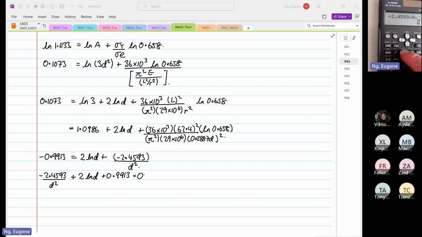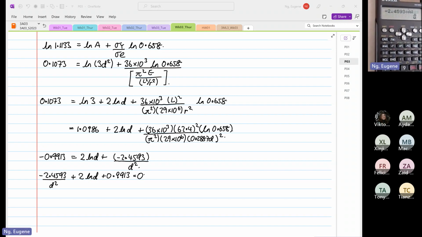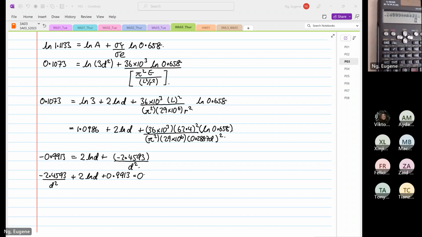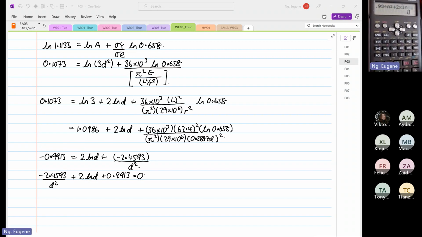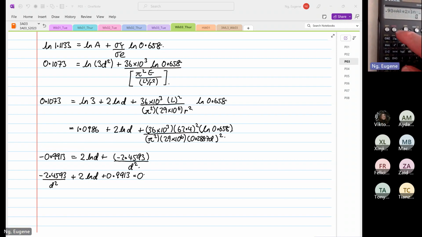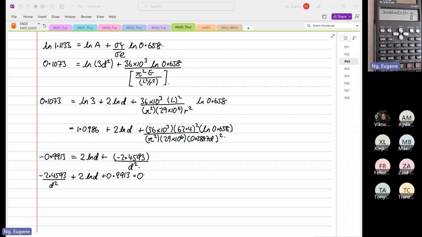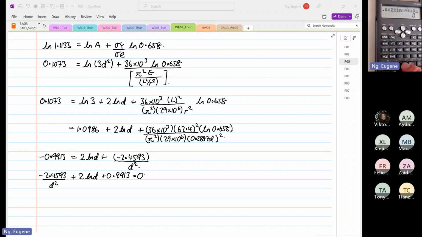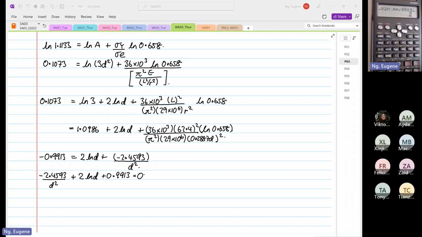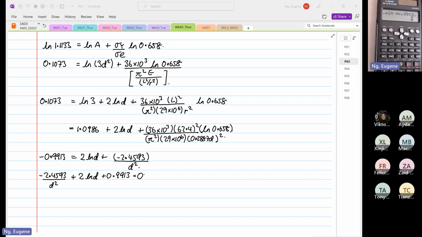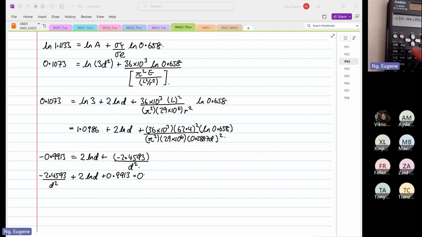And then you press square, okay? Then plus 2 times natural log, alpha A again. Then you press plus 0.9913, right? So I'm typing in our equation. Then you press alpha solve.